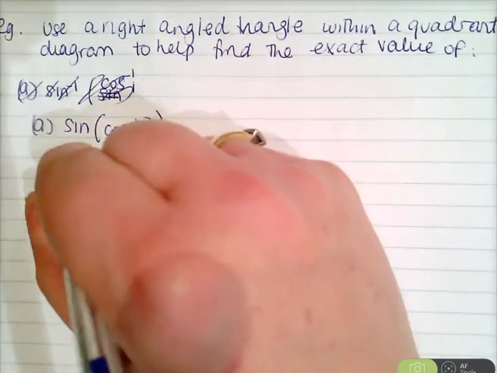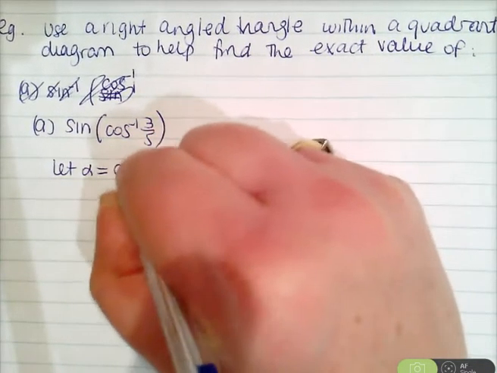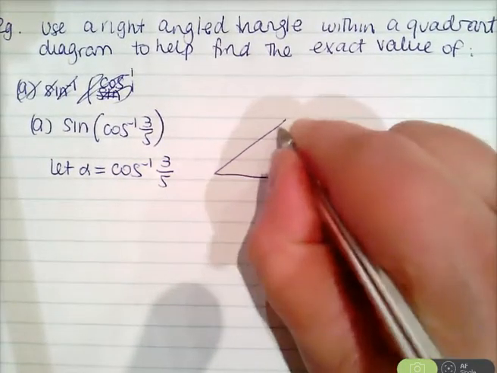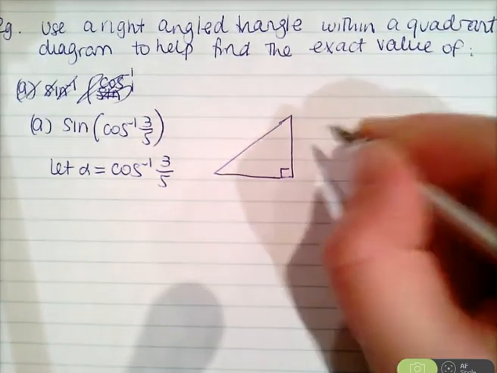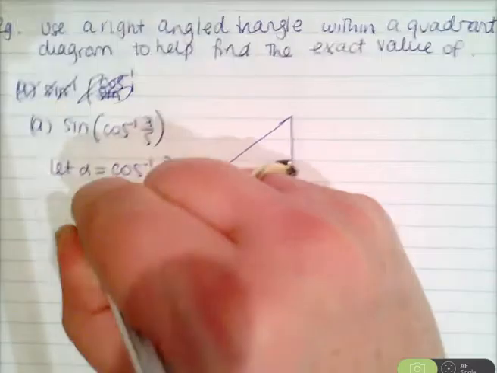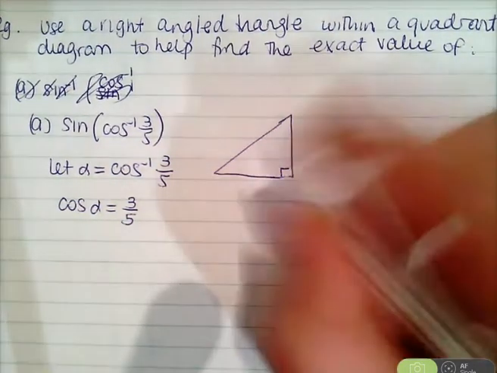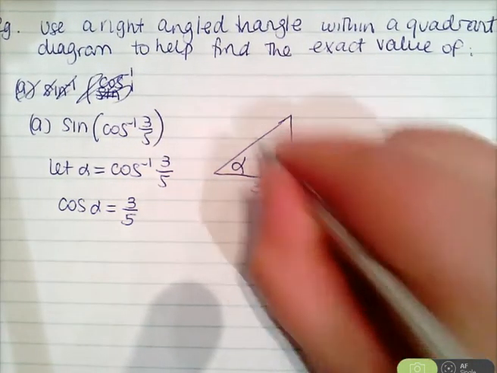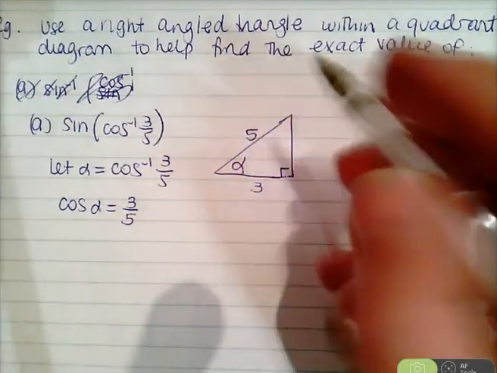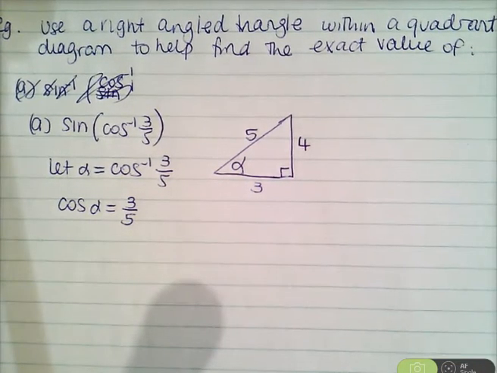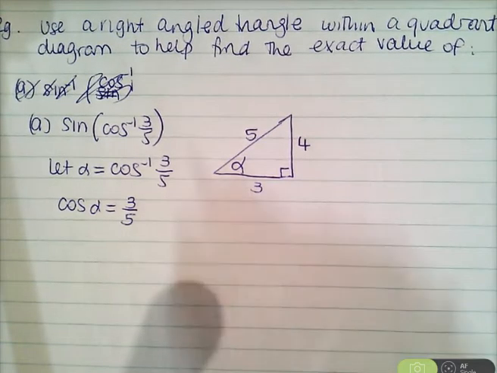Okay, so let's just let alpha equal cos to the minus 1 of 3/5, and we'll draw that diagram. So remember, this is a right angle. If alpha is cos to the minus 1 of 3/5, therefore cos of alpha is 3/5. So here's alpha, cos of alpha is 3/5. This is clearly a 3, 4, 5 Pythagorean triad, so this other side over here is 4.